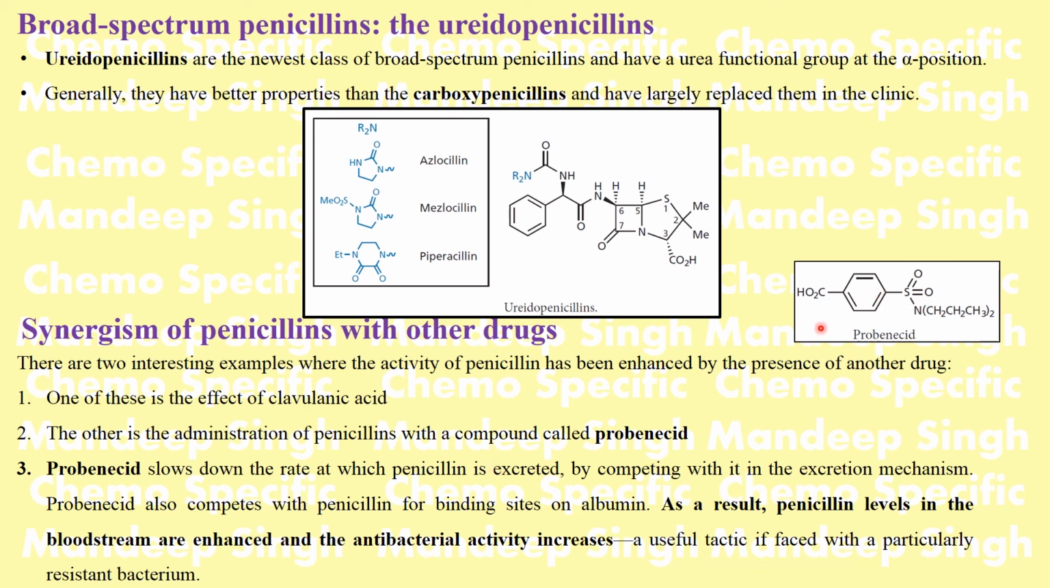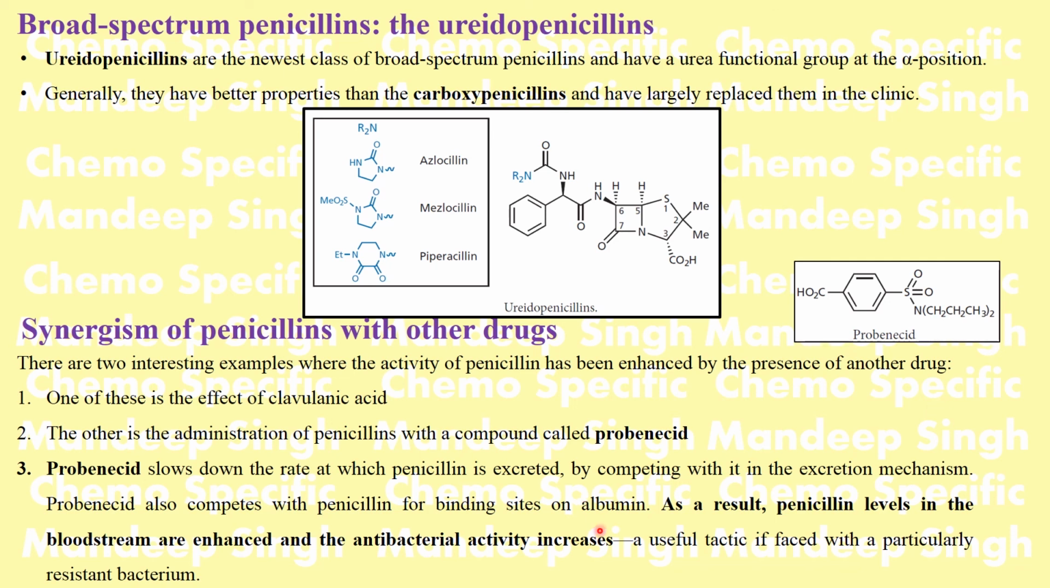The second one that has been found is probenecid. This is nothing but a sulfur drug. When you take penicillin along with probenecid, this drug competes with penicillin for the excretion mechanism. While excreting it, it also competes with penicillin for binding on the albumin.